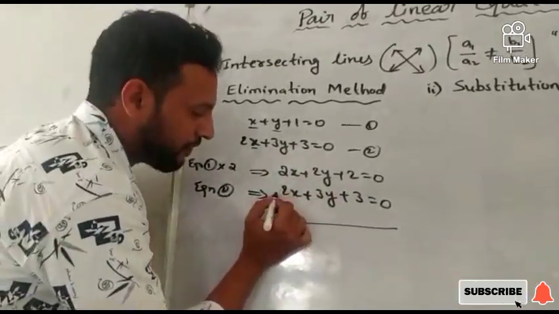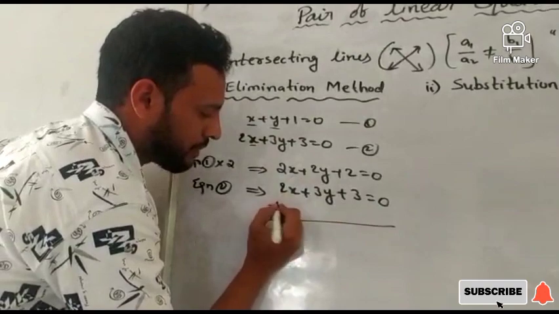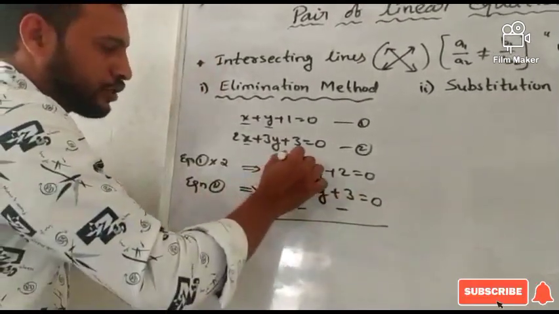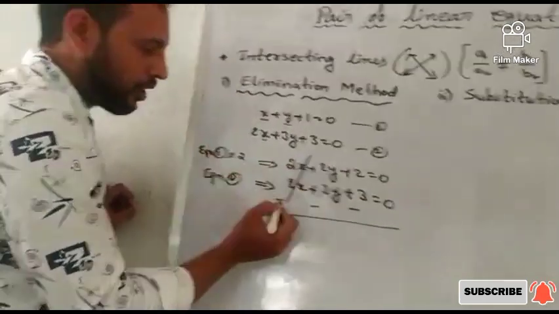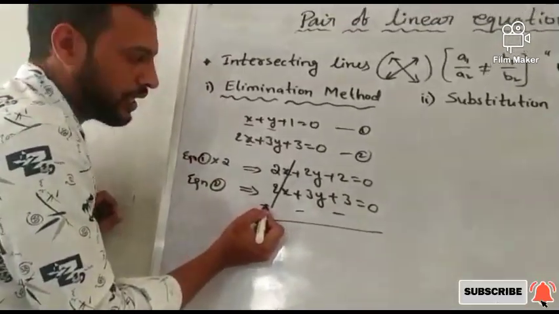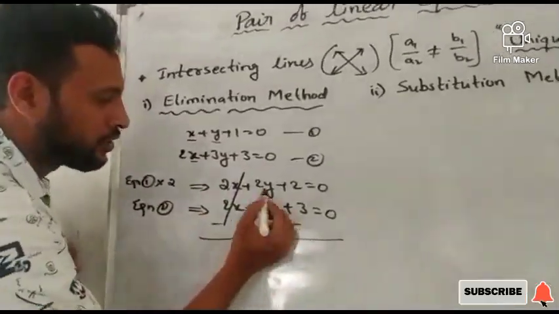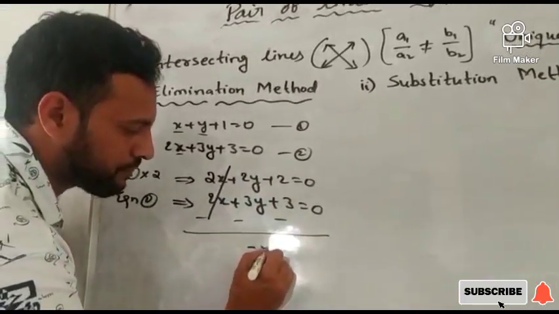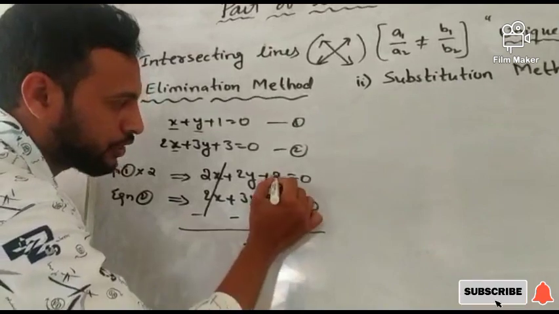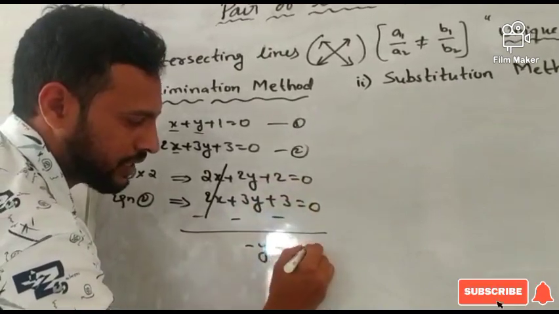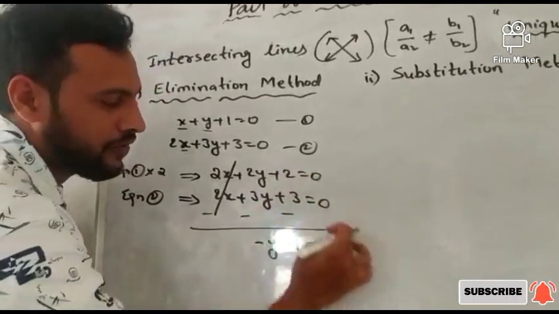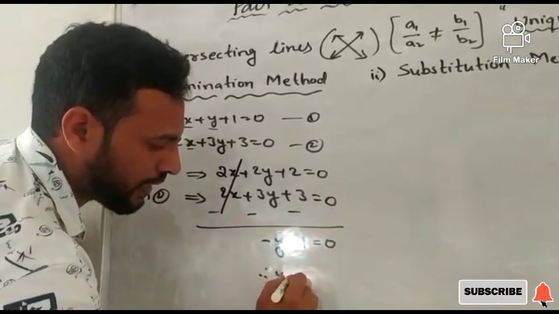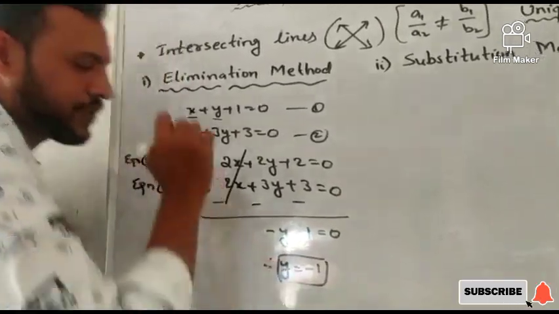Here, if it is a plus symbol, you have to make it minus: plus, minus, plus, minus. Cancel 2x minus 2x. Those two cancel. So minus 3y plus 2y, you will get minus y. Here 2 minus 3, again minus 1 equals 0. Take y to that side, then you will get the y value. Therefore y equals minus 1.